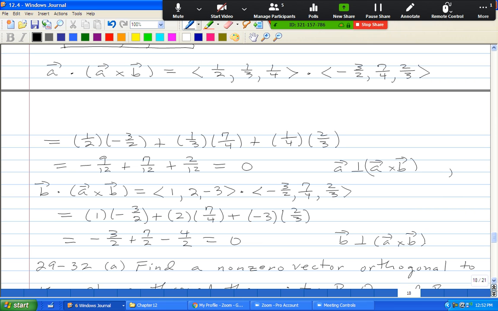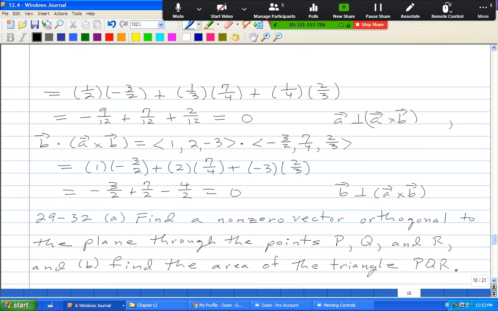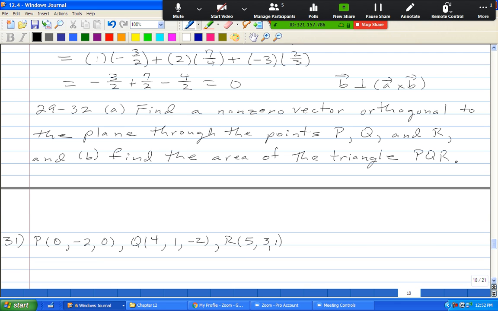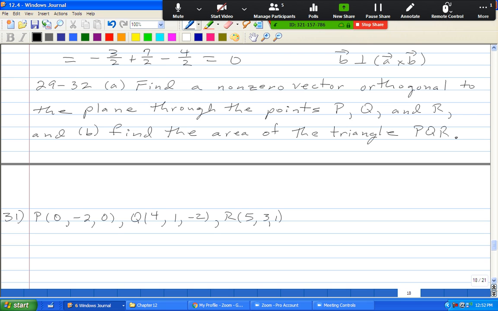Okay. So in exercises 29 through 32, part A. Find a non-zero vector orthogonal to the plane through the points P, Q, and R. And then part B, find the area of the triangle PQR. Okay, so let's do that. So let's first find a vector that's orthogonal to this plane.